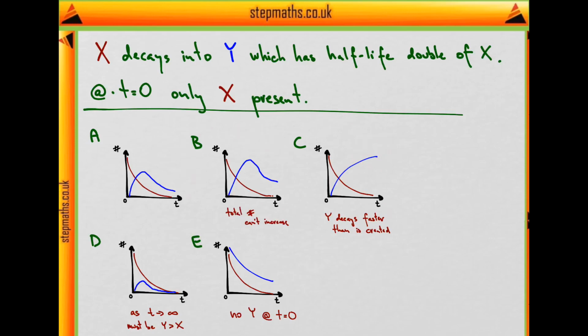B is much better in that respect. The general shape is quite reasonable, but the only issue is that the total number of elements X and Y combined can't increase. And if we look at this point here at the peak of Y, we see that the total number of elements, the value of the red and the blue combined, is bigger than the number of elements we started with. And that's impossible. Or more precisely, not the number of elements, but the number of atoms of the elements.